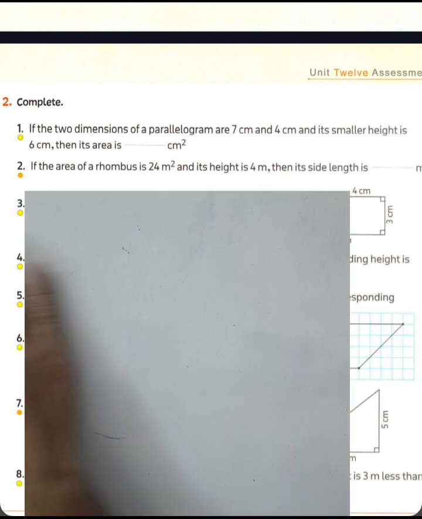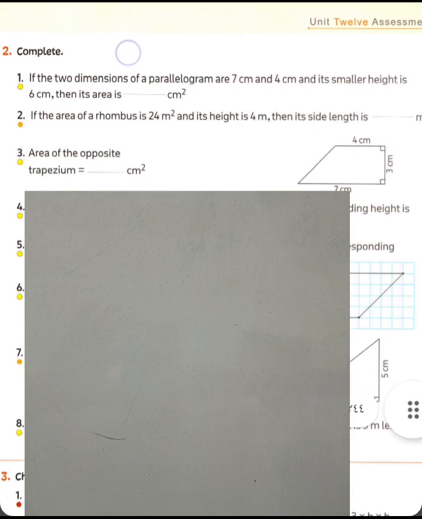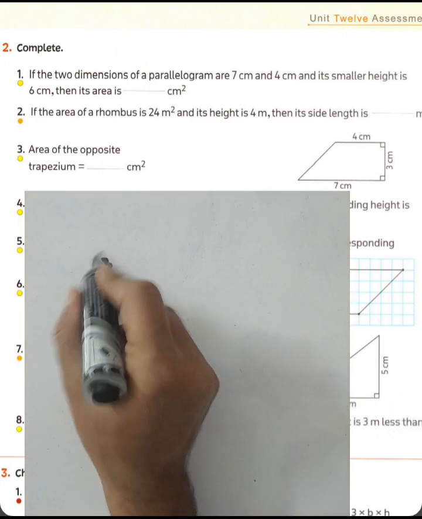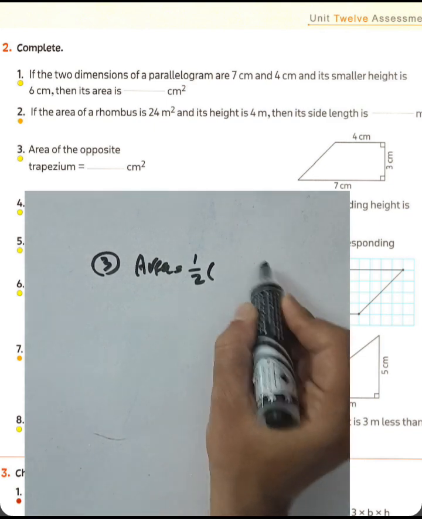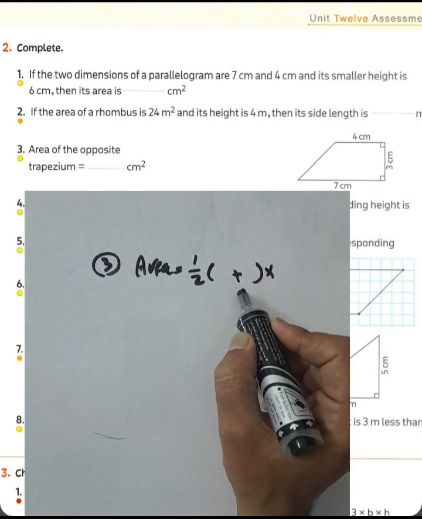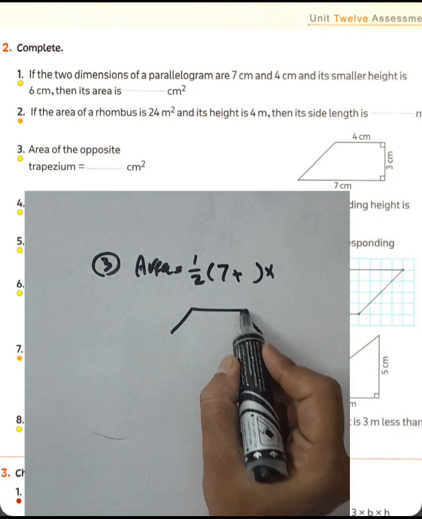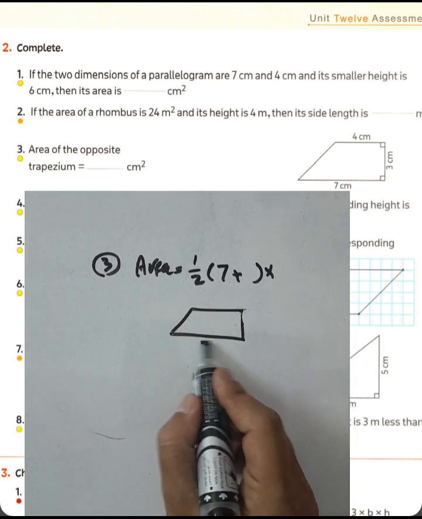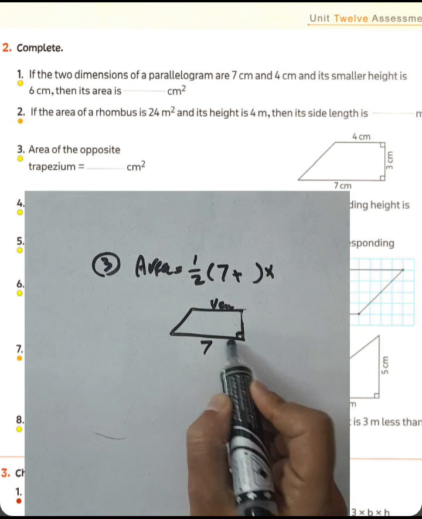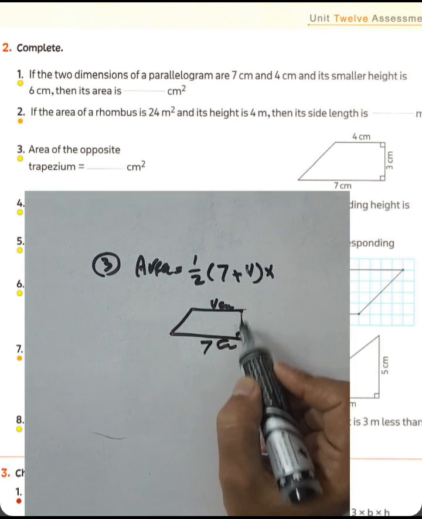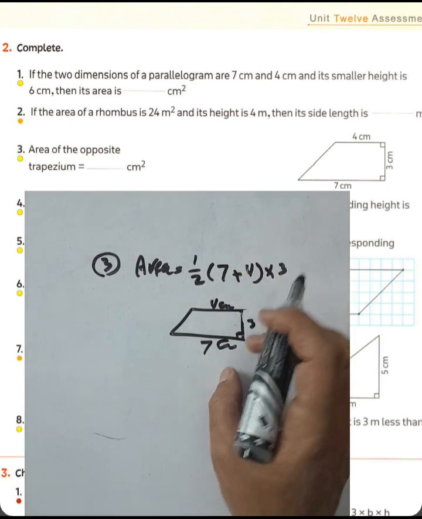Okay. Question number 3. Area of trapezium equal what? The area of trapezium, we must know this rule. Half the sum of two bases product by the corresponding height. We have the smallest base here was 7, or the greatest base 7, and the smallest base 4 centimeter product by the corresponding height was 3. Okay, it's the rule. Half the sum of two bases product by the height.